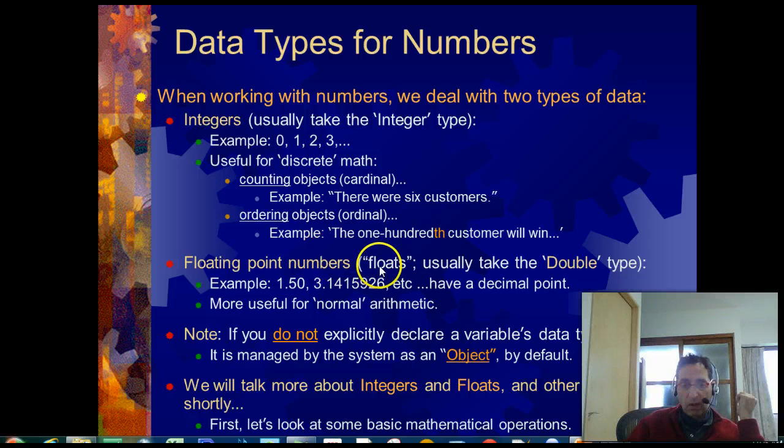Floating point numbers, floats, usually take the double type. So as opposed to integer type, there's something called a double type. Example 1.50, we put this number, etc. They have a decimal point, more useful for so-called normal arithmetic. Note if you do not explicitly declare a variable data type, it is managed by the system as an object by default. We'll talk more about integers and floats and other data types shortly.